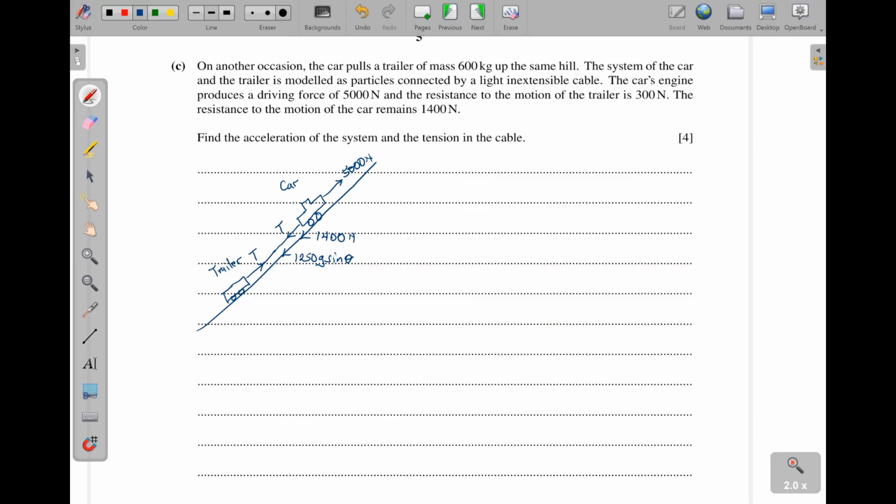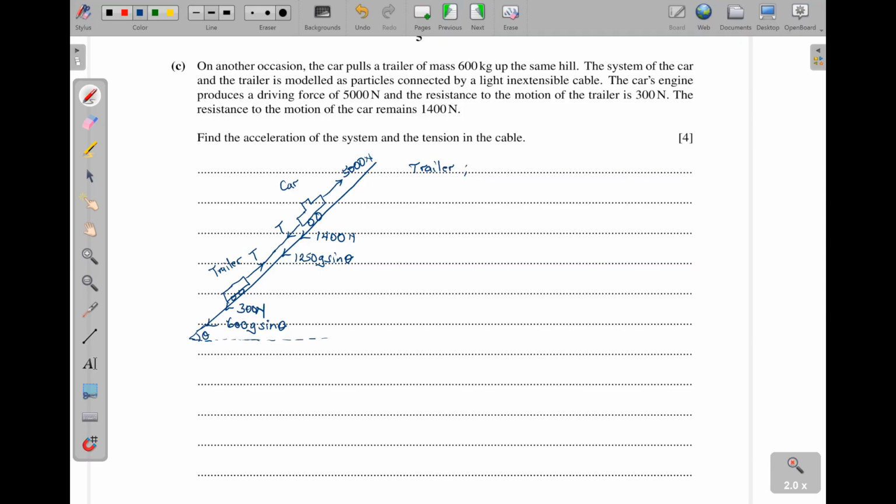When we come to the trailer, there is a resistance force of 300 newtons, and there is also the mg sine theta. Here the mass of the trailer is given as 600, so I will write 600 g sine theta, where theta is the angle of inclination there. Now I'm going to look at the forces acting on these particles individually.